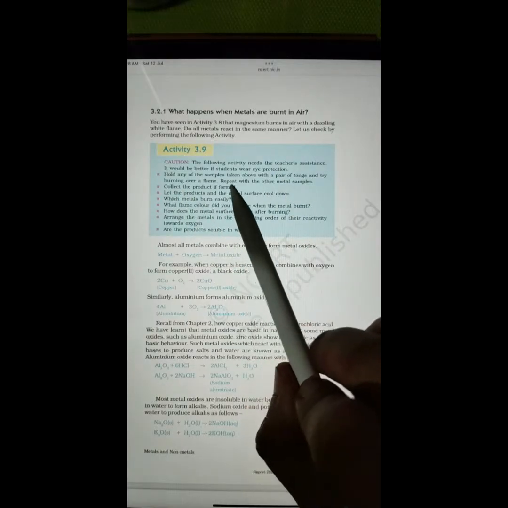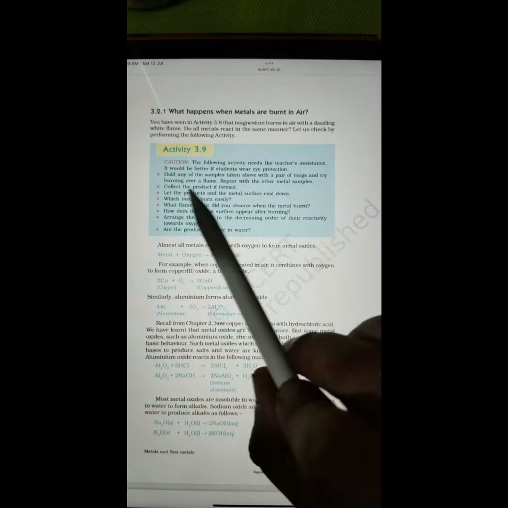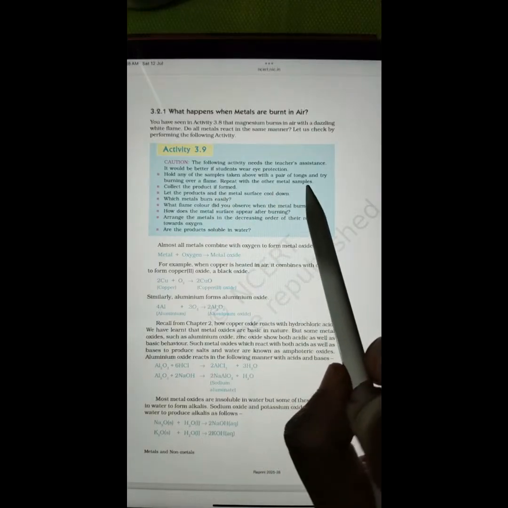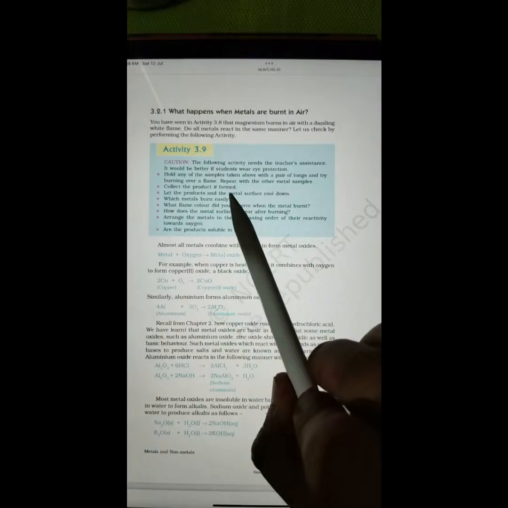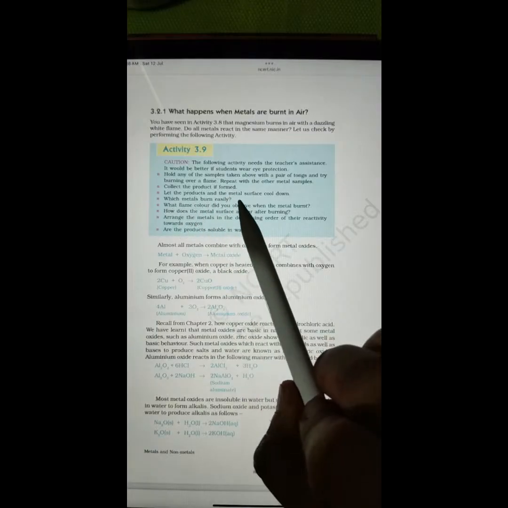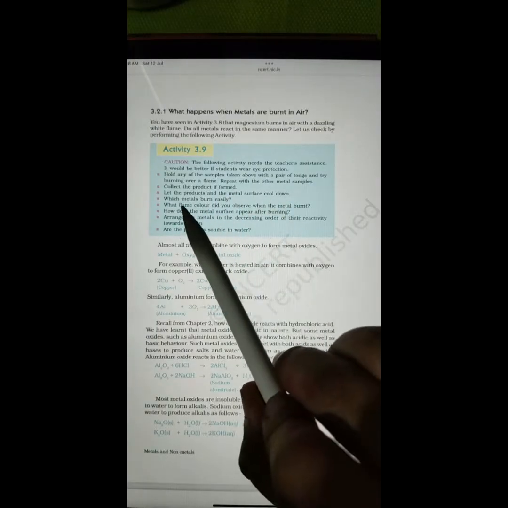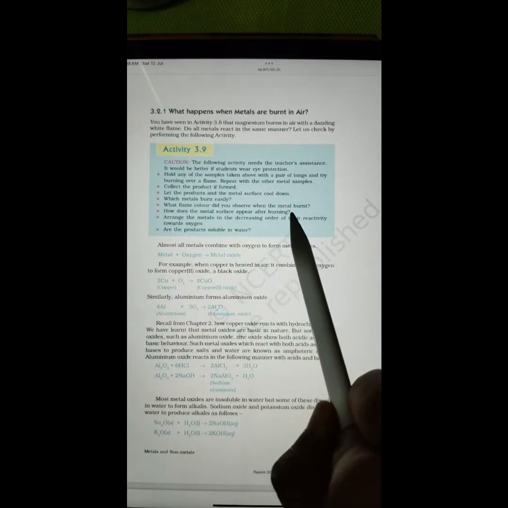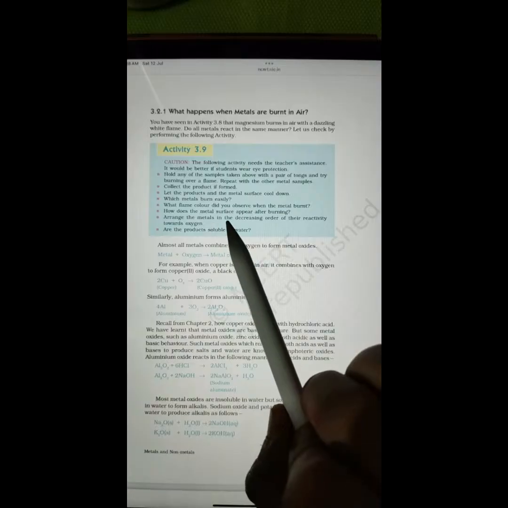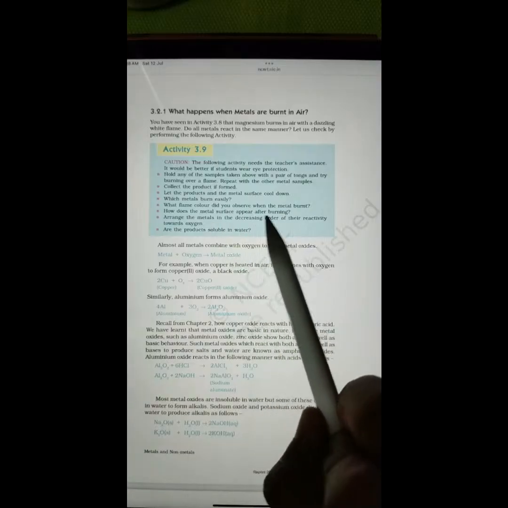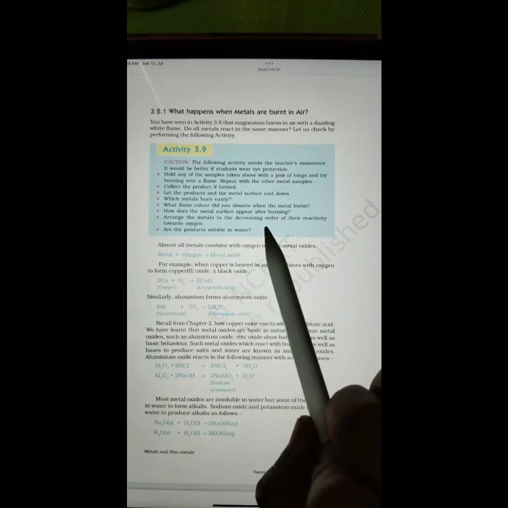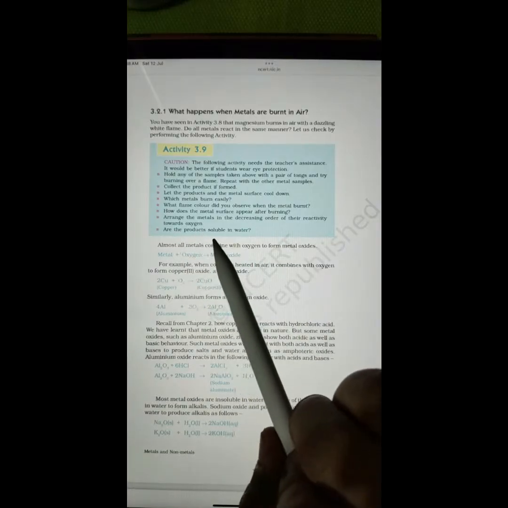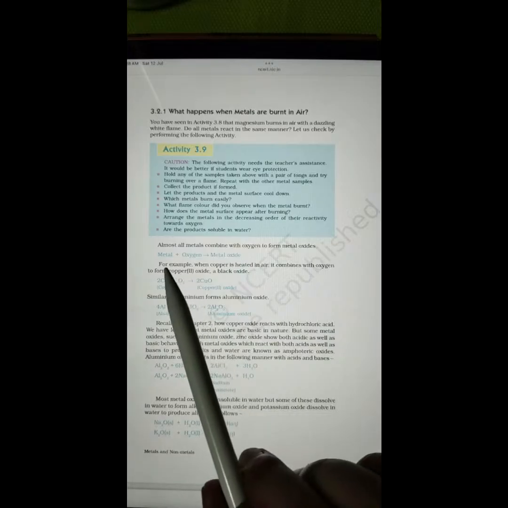Hold any of the samples taken up with a pair of tongs and try burning over a flame. Repeat with the other metal samples. Collect the product if formed. Let the products and the metal surface cool down. Which metal burns easily? What flame color did you observe when the metal burnt? How does the metal surface appear after burning? Arrange the metals in the decreasing order of their reactivity towards oxygen. Are the products soluble in water?